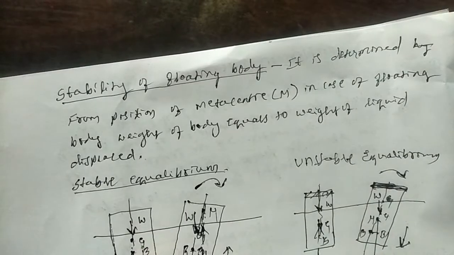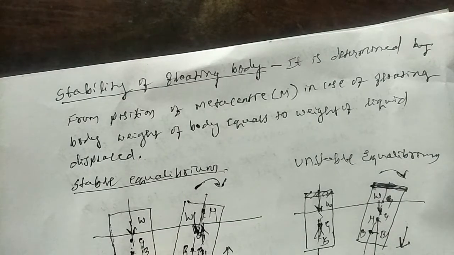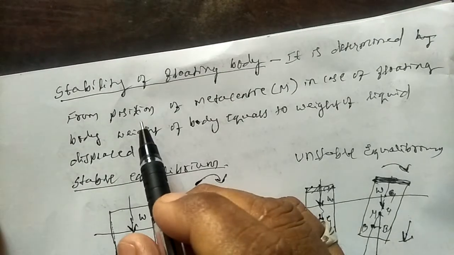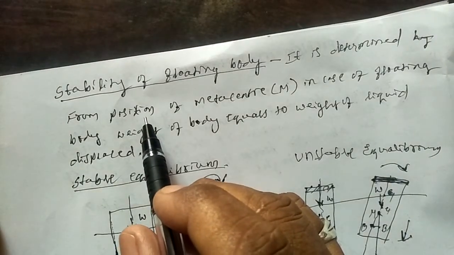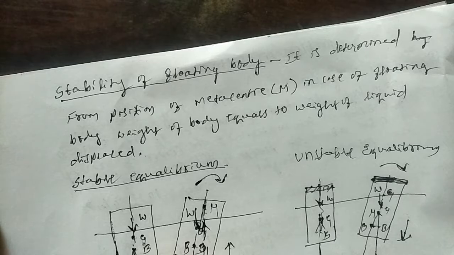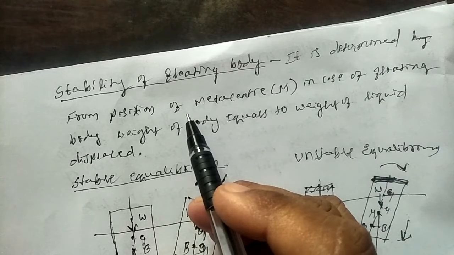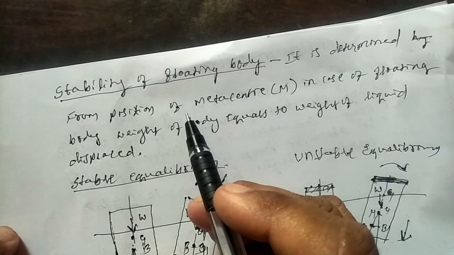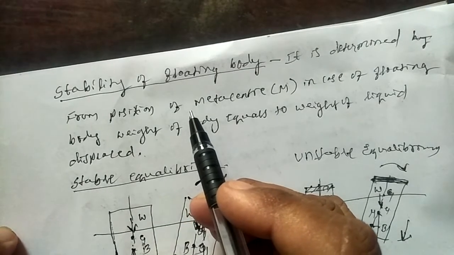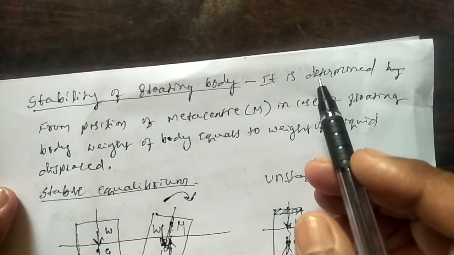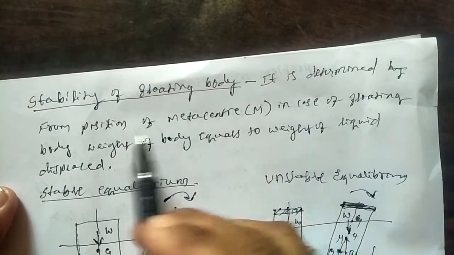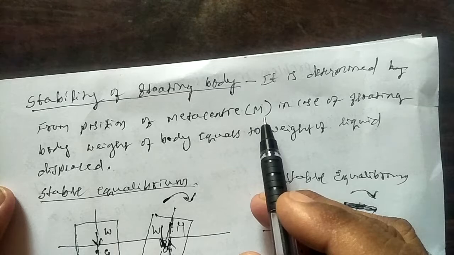Hello students, in the last three classes we discussed buoyancy, center of buoyancy and problems on center of buoyancy, and metacentric height and problems on those, which we covered in 3-4 classes. Today let us discuss the last bit of the first part of the second module, that is stability of floating body. Stability is determined from the position of the metacenter.